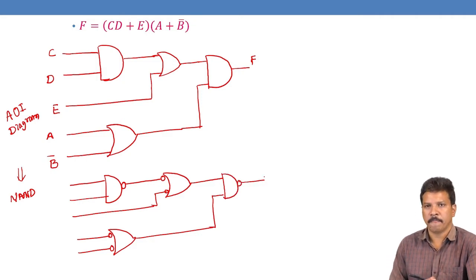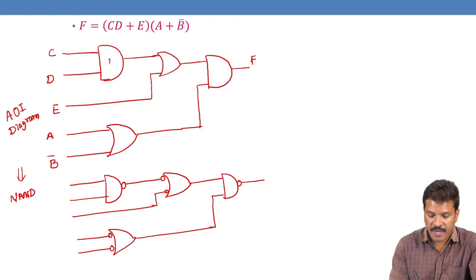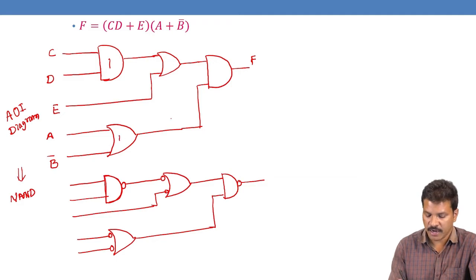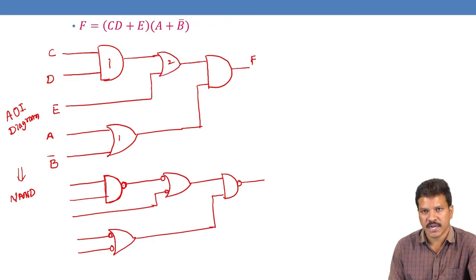When we see here, the first AND gate is replaced with the AND with the bubble. The second AND gate with the AND with the bubble. The first OR gate is replaced with the bubbled OR gate. The second OR gate replaced with the bubbled OR gate. When we change the first AND gate with a bubble, in the same line another bubble is there at the second OR gate. So these two bubbles compensate each other.